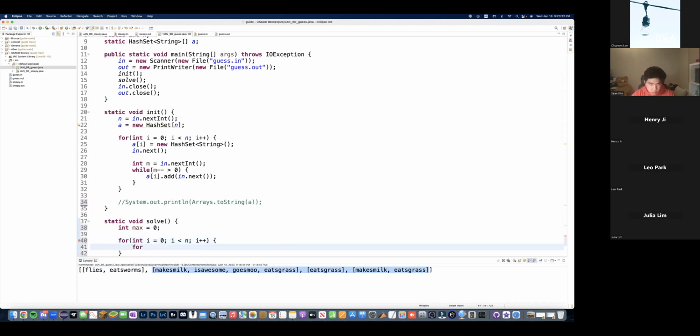For int j equals i plus 1. We want to start in front of i, not at 0 all the time, because if we start at 0, it's going to count and make some overlaps. j is less than n, and i only goes to n minus 1, because you add 1 to i for j. I switched it around. We make j go all the way, but i only goes to n minus 1. j plus plus.